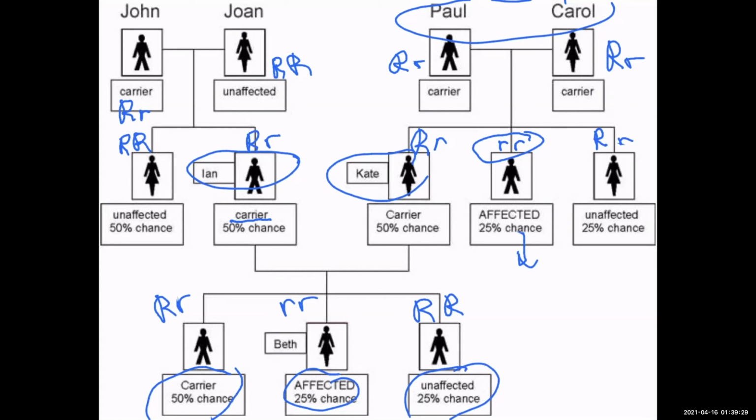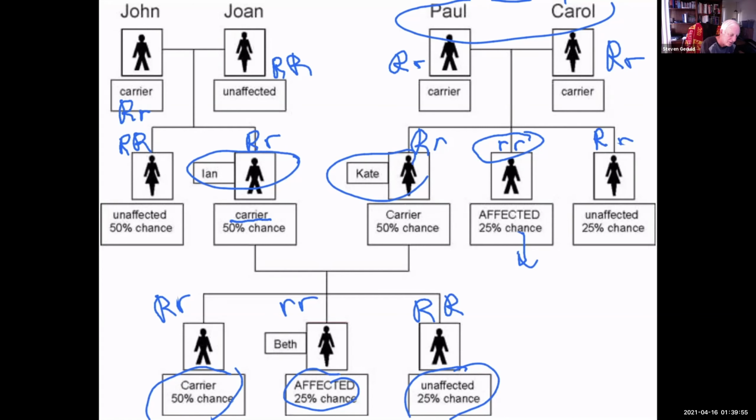Just to be clear, in the genetic tree that you made right now, if there's a possibility for 50, 25, 25, then it'll just be represented as three different kids. No, not necessarily. You can have 3 kids and they all can be unaffected. These are just odds.